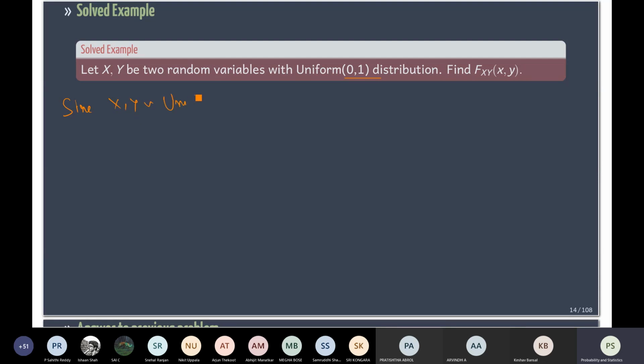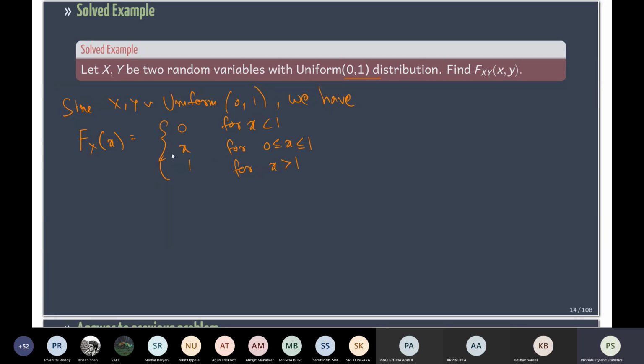X, Y is uniform on (0,1), so individually we can write down the CDF of X, which is 0 for x less than 0, and this is x for 0 less than or equal to x less than or equal to 1, and this is 1 for x greater than 1. Okay, this is a familiar thing.